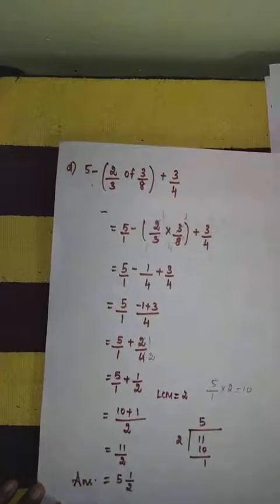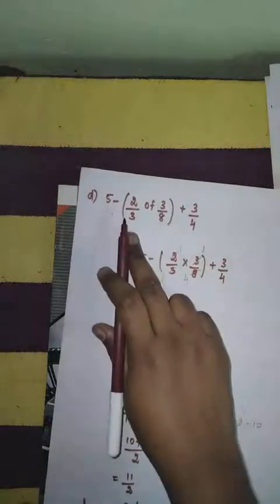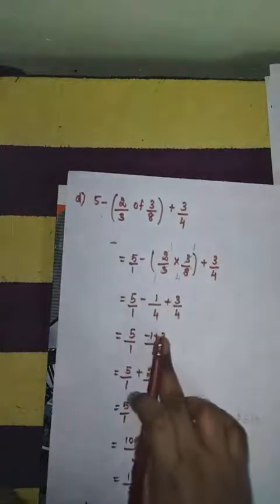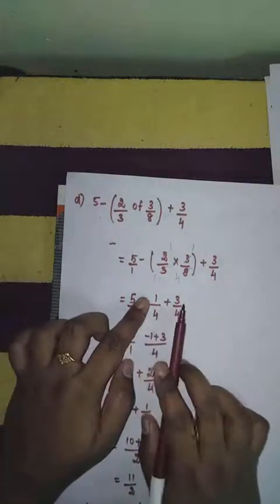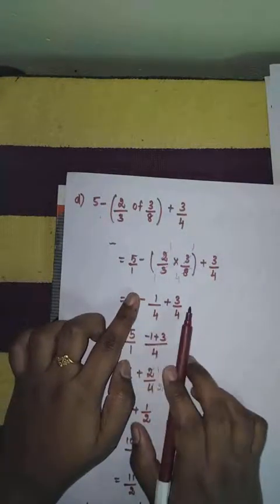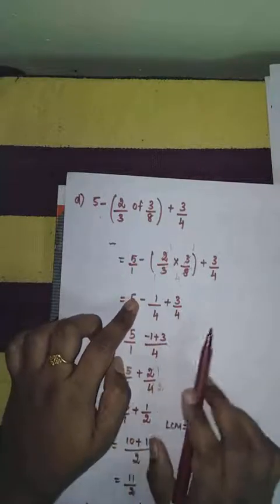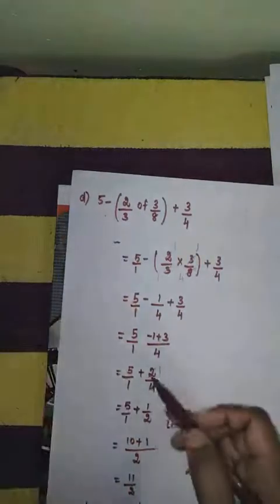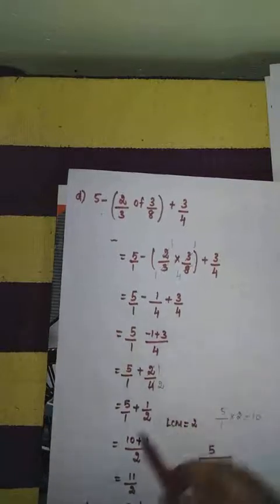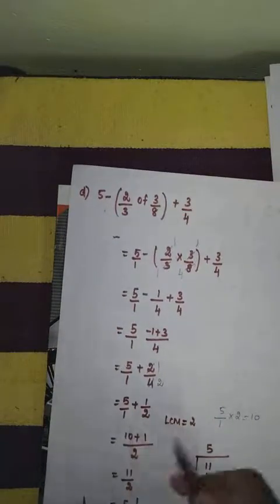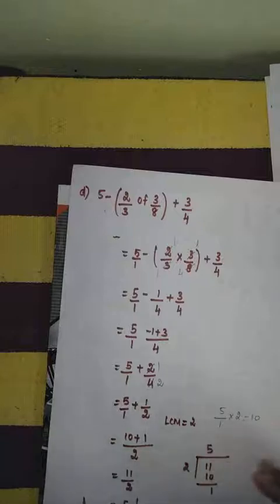Clear? This is your answer. Answer is 5, 1 by 2. So what is the first step? First one need to solve the bracket. So when you are solving the bracket, you will be getting 1 by 4. Now go for addition. Minus 1 by 4 plus 3 by 4. So when you are adding, you will be getting 2 by 4. We can cancel 2 and 4. Now 5 by 1 plus 1 by 2. So normal addition. Check the denominators. Denominators are different. So go for LCM. Then you will be getting the answer 5, 1 by 2.